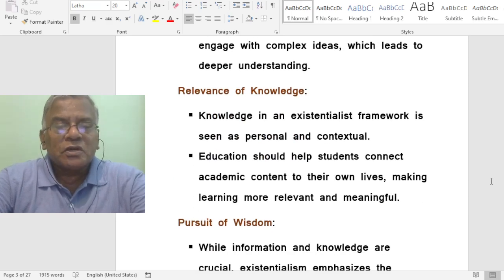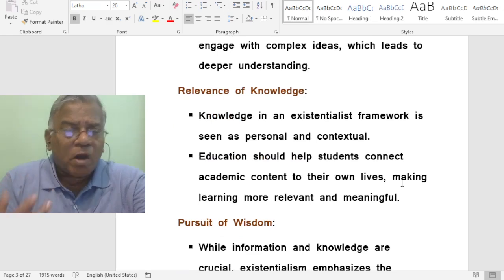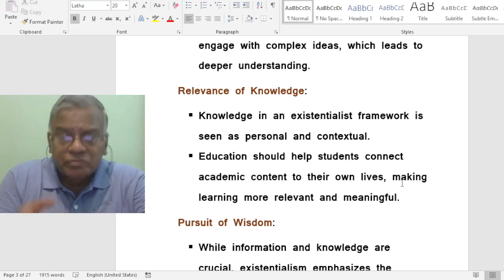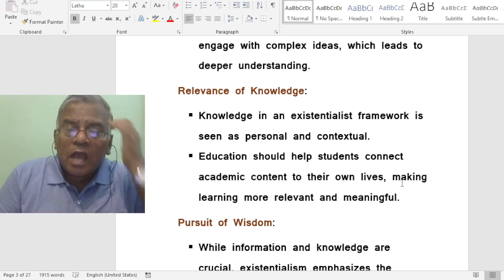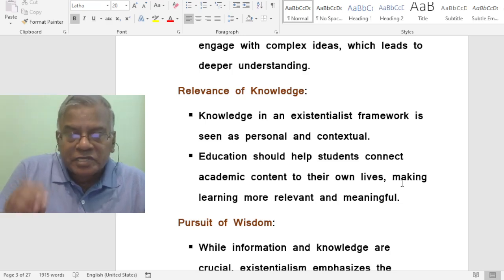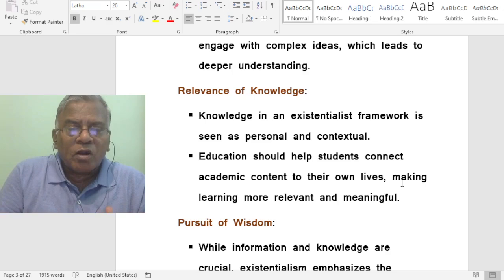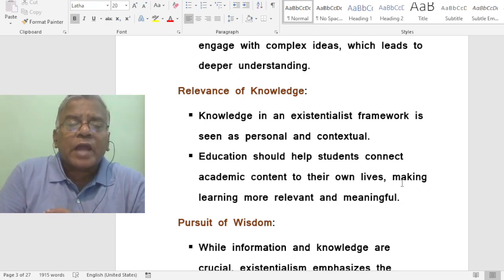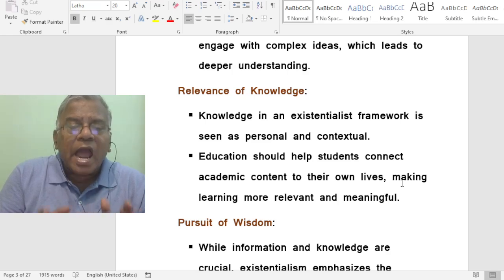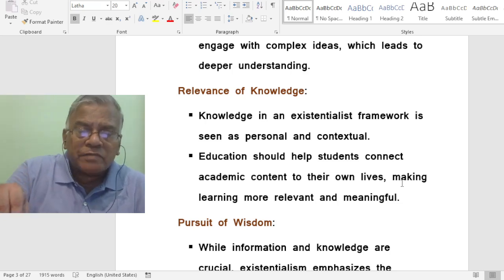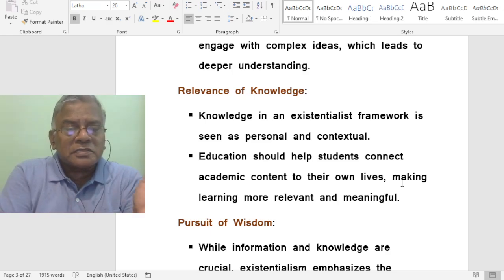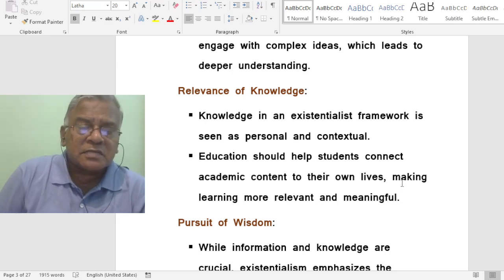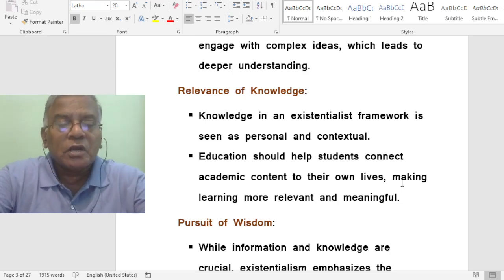Relevance of knowledge. What relevance or what importance existentialism gives to knowledge? Knowledge in an existentialist framework is seen as personal and contextual, situational, personal and contextual. Knowledge is acquired only through these things, personal and contextual. Education should help students connect the academic content to their own lives, making learning more relevant and meaningful. So this is how existentialists see knowledge.